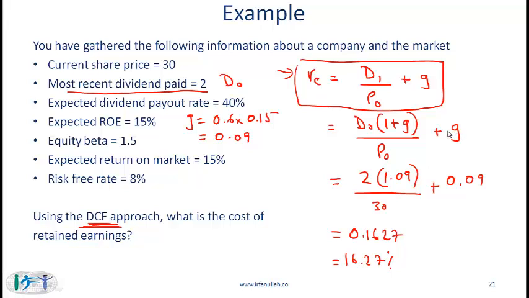But the question doesn't explicitly give us the growth rate. It needs to be calculated. The growth rate is the retention ratio times the return on equity. We are given the payout rate of 40%, which means that the retention rate is 0.6, multiplied by 0.15 gives us 0.09. We can now come back to the formula. D naught is 2, 1 plus g is 1.09, divided by the stock price, plus 0.09, and here is what we get for the cost of equity.